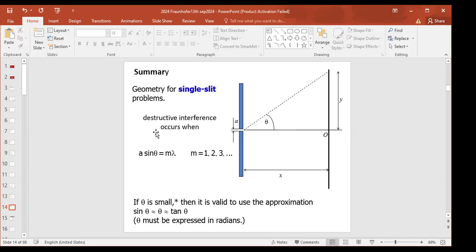Then, summary, very important summary, this equation. I told you to remember this equation, right? And there's another intensity equation I will show you in the next slide. So this is the basic equation we use in single slit Fraunhofer diffraction. And the setup will be like this.